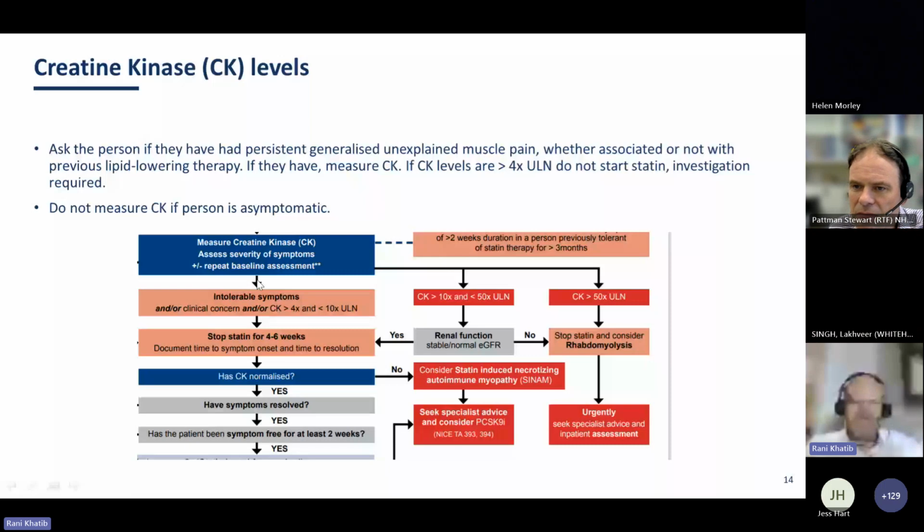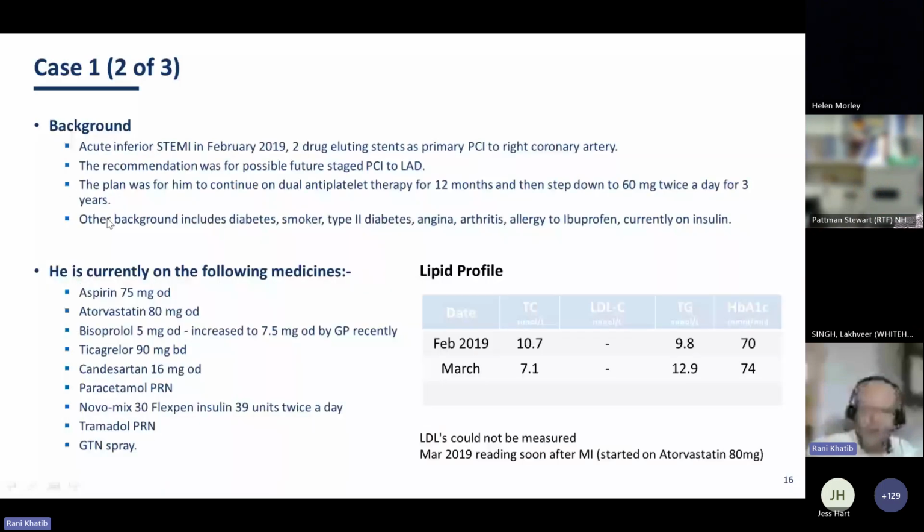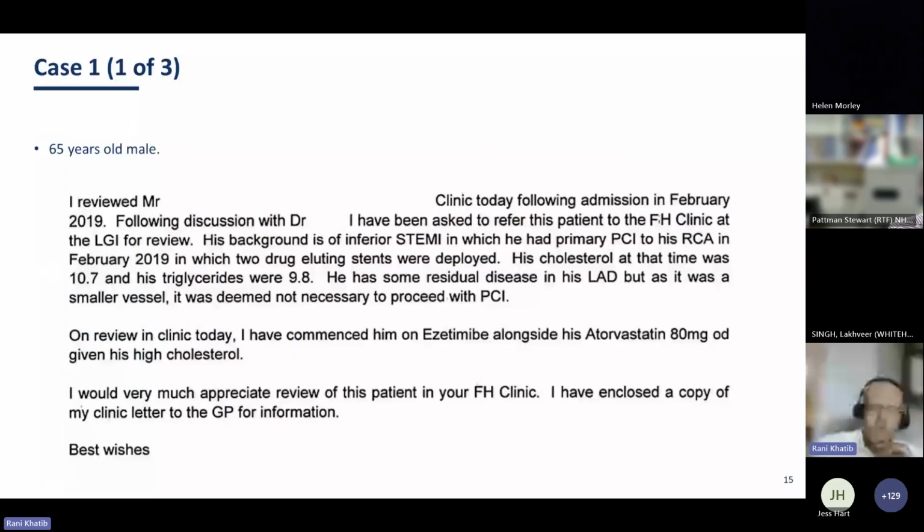So I have 2 cases to share with you here. These are real cases from my clinic. This is a referral I had of a 65-year-old male who was reviewed in a cardiology clinic, and they referred him to me because they thought he might have FH.